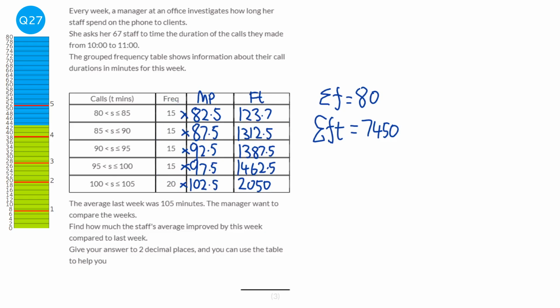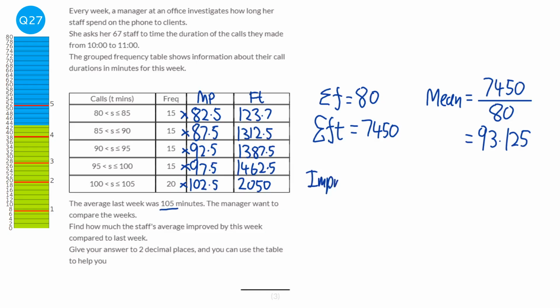This column represents how many numbers we have. So to find the mean, it's all of the numbers added together, which will be 7,450, over the amount of numbers we have, which is 80. So when you do that, we get 93.125. Now this question is about the improvement that the manager has made, the call centre's made. So we're looking at subtracting the 93.125 away from the last week, which was 105. So we're looking for improvement.